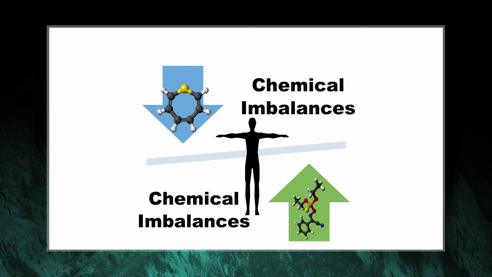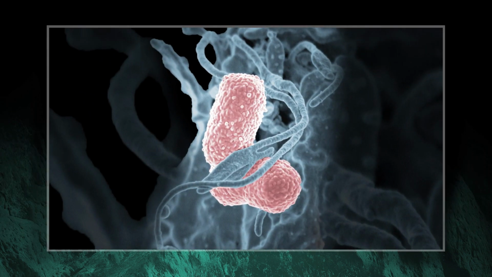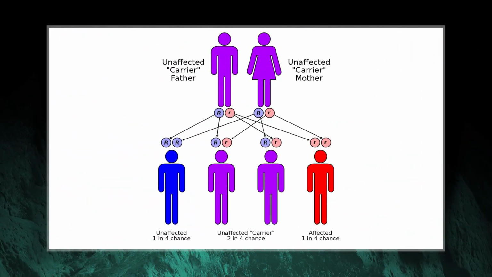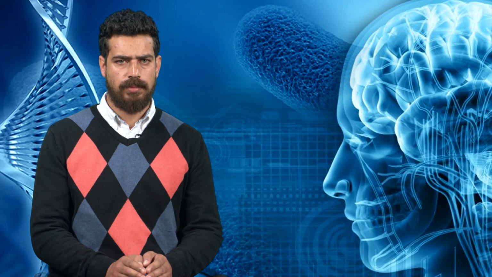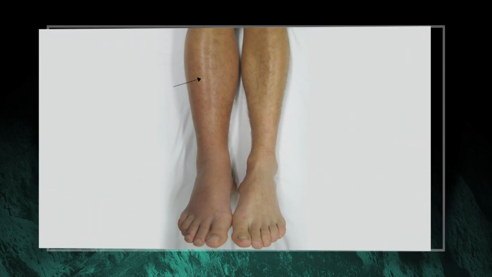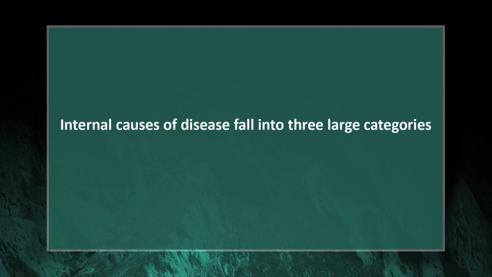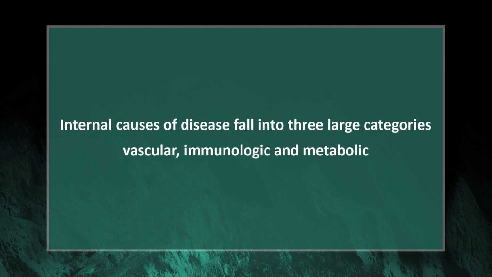Such diseases may be caused by several factors such as chemical imbalances, bacteria, viruses, and/or genetic predisposition. According to the biomedical model, diseases are caused by injury which may be either external or internal in origin. External causes of disease are divided into physical, chemical, and microbiological. Internal causes of the disease fall into three large categories: vascular, immunologic, and metabolic.